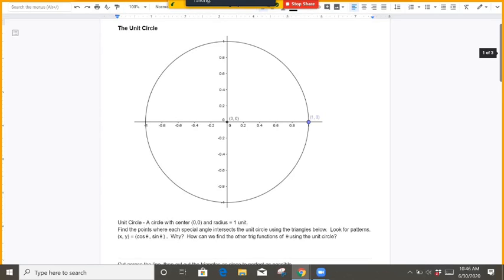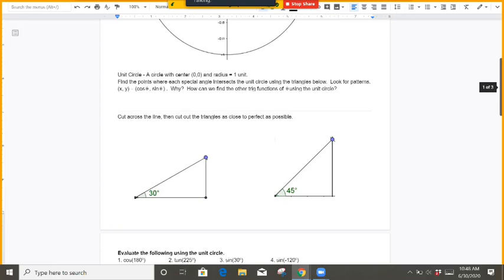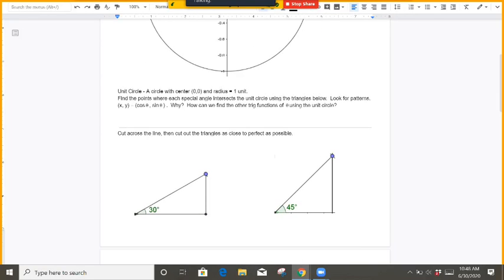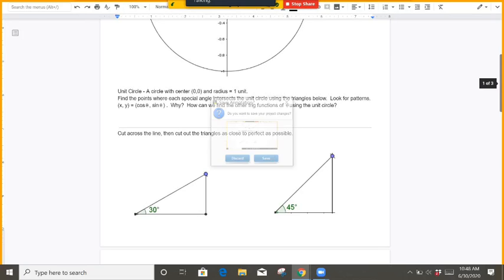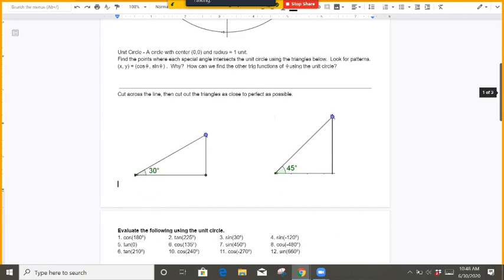So what you're going to do, when I'm done explaining this, is cut across this line and cut out these two triangles, as close to perfect as possible. I really want you to cut it like this, and cut it like that. The reason is that these triangles are drawn to scale. This unit circle, if we scroll back up here, has a radius of 1. You can tell because it crosses at the point (1, 0). These triangles have hypotenuses of length 1.